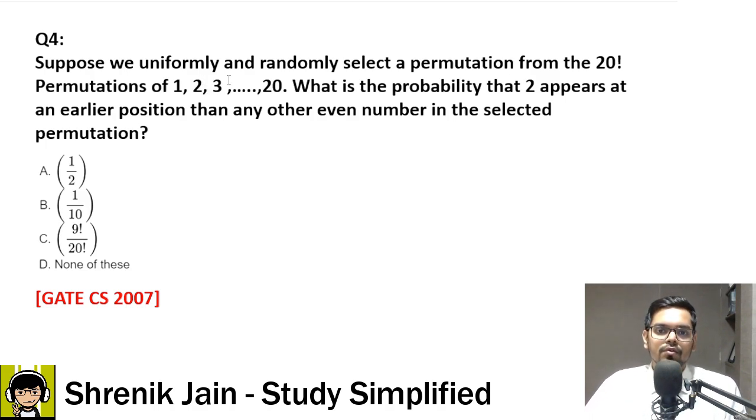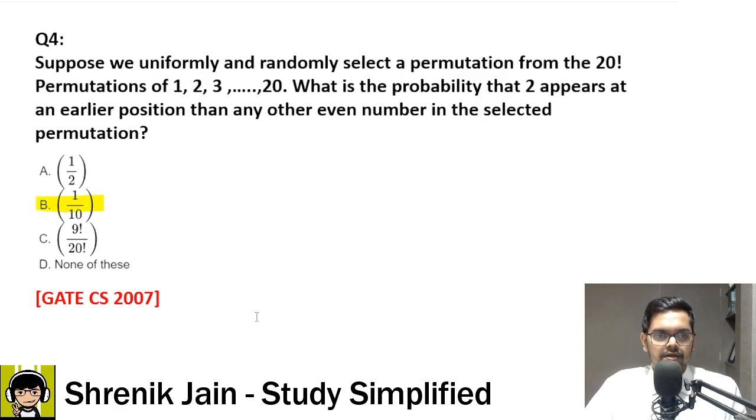Suppose we uniformly and randomly select a permutation from the 20 factorial, which is nothing but permutation of 1, 2, 3, 4 up till 20 digits, right? What is the probability that 2 appears at an earlier position than any other even number in the selected permutation, A, B, C or D? It was asked in GATE CS 2007. Pause the video, try, then look at my solution.